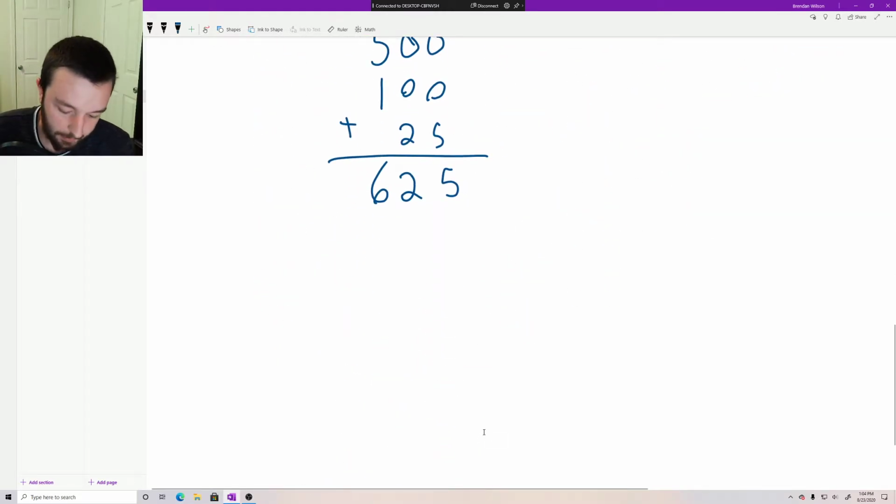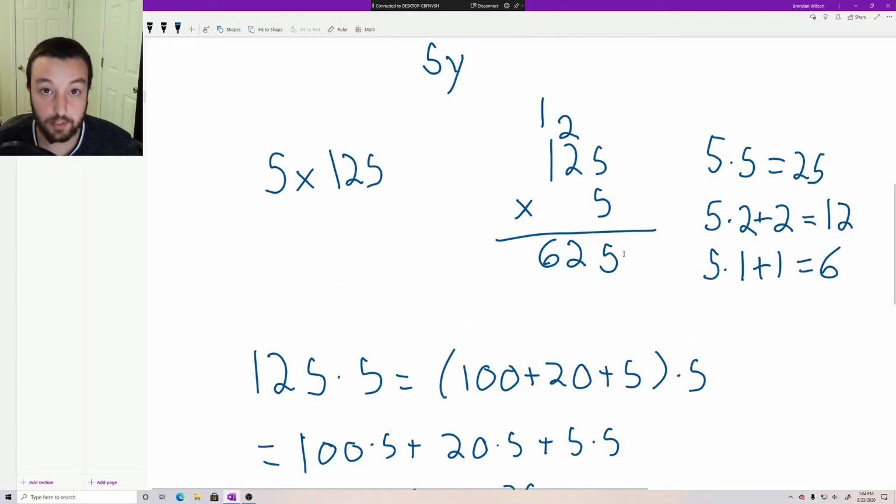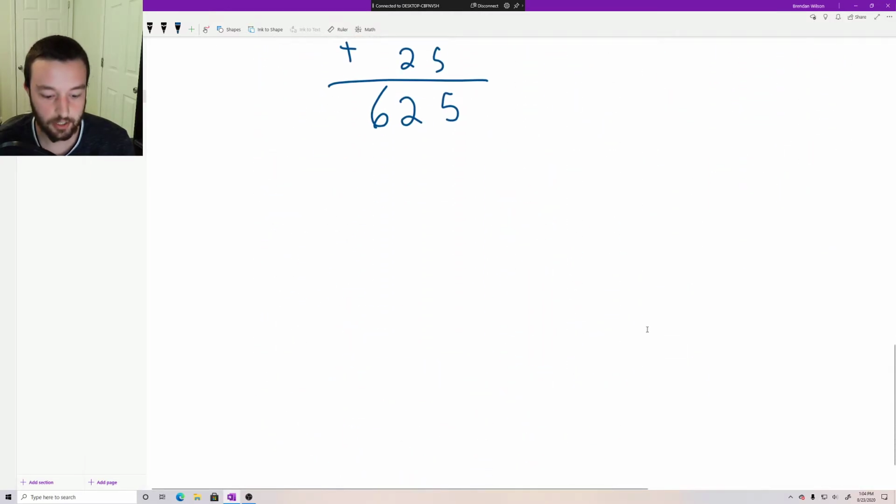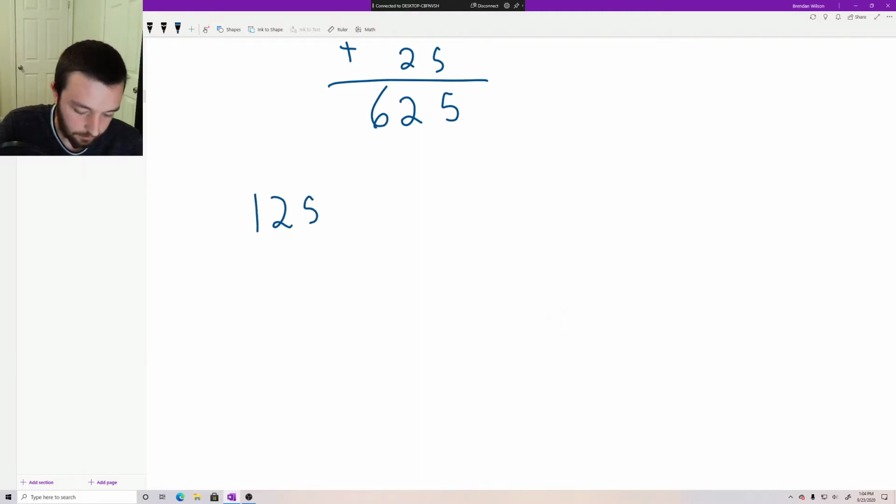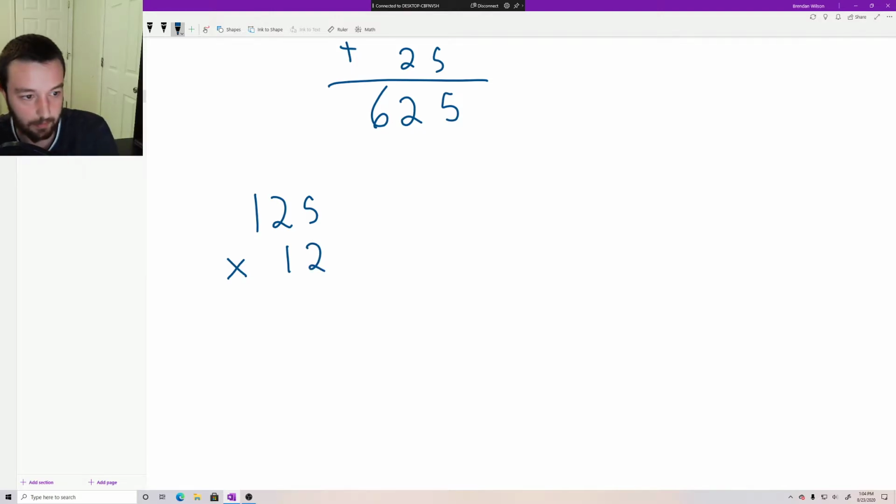All right, so with that being said, here we have a 3-digit times a 1-digit. What if we have more than 1 digit here? Because then it kind of changes a lot. What if we have 125 times 12, for example?